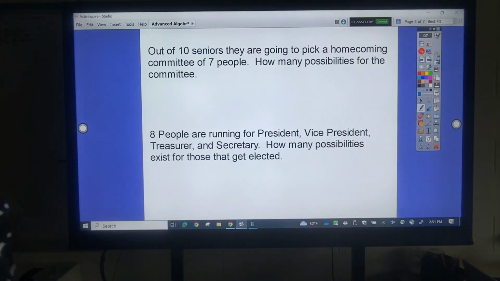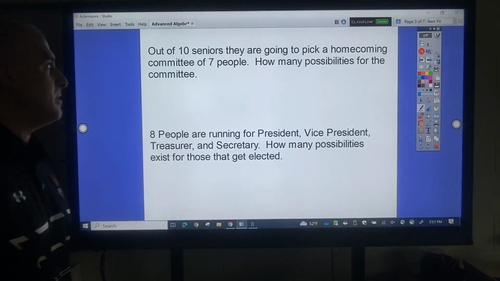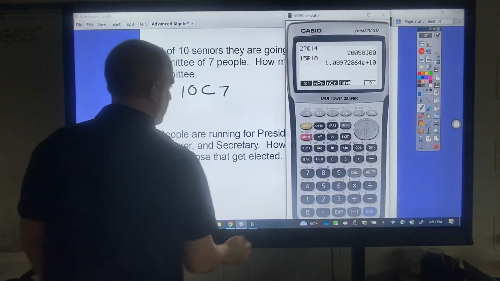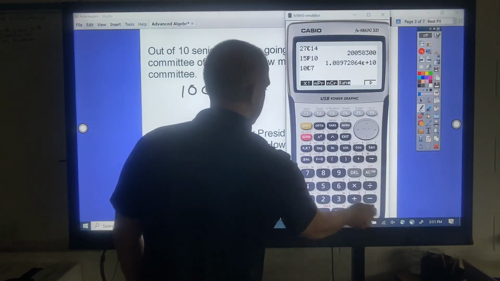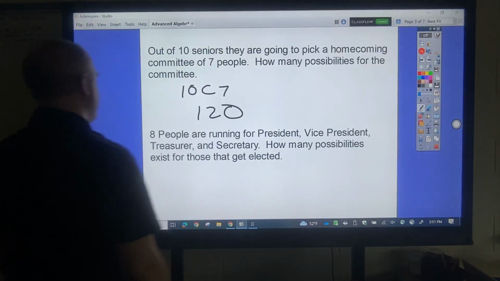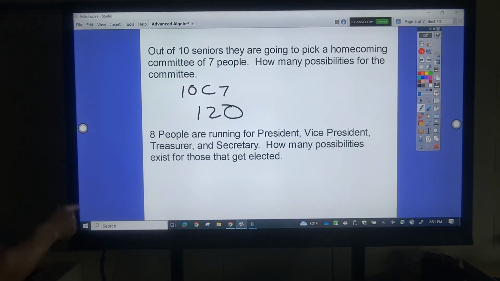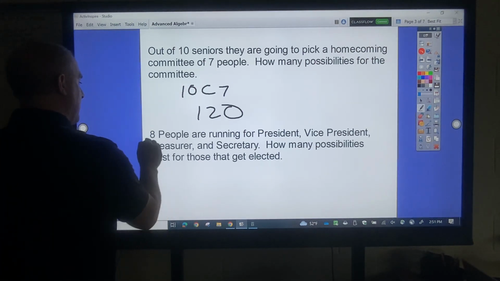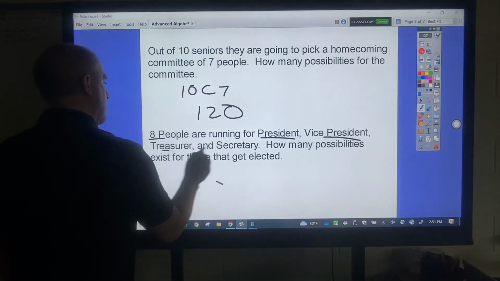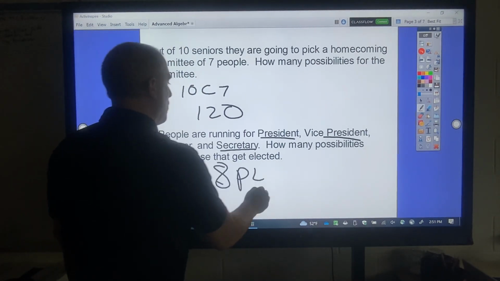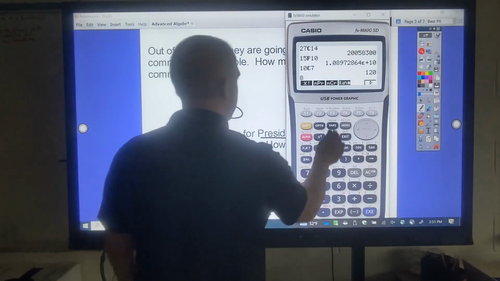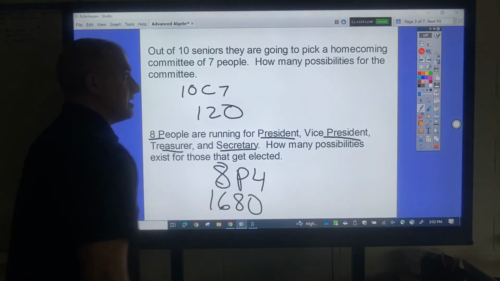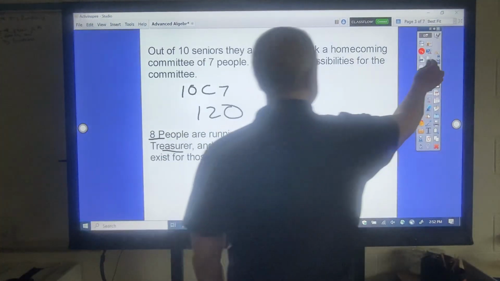Out of 10 seniors, they're going to pick a homecoming committee of 7 people. How many possibilities? Now, that's a committee, so I'm going to do 10C7, which is 120. 8 people are running for president, vice president, treasurer, and secretary. How many possibilities exist for those getting elected? We have 8, and we have 1, 2, 3, 4 spots. So that's 8P4, because those positions have titles. P stands for permutation. There's 1680 ways to make that.